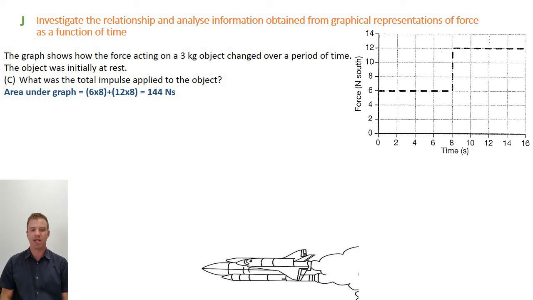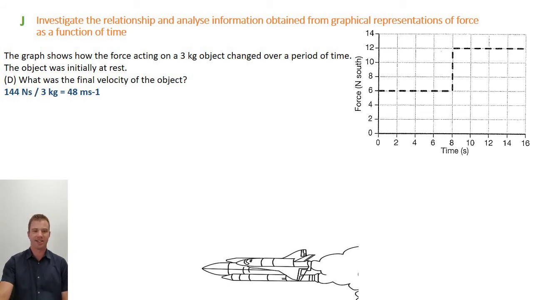Now for C, we have what is the total impulse applied to the object. So it's the area under the graph, and there are two different areas. We've got 6 times 8 plus 12 times 8, which is 144 Newton seconds. What's the final velocity? It's 144 divided by 3 kilograms, and you'll get 48 meters per second.